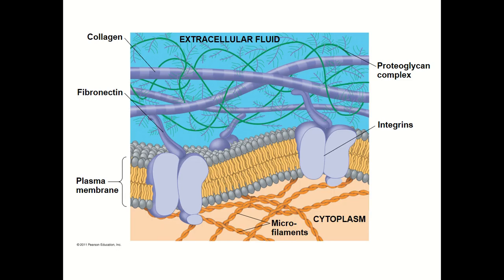As you can see over here, this is the plasma membrane. We have the proteins embedded in the plasma membrane known as integrins, and the extracellular matrix will bind to the integrin receptor proteins of the animal cells.